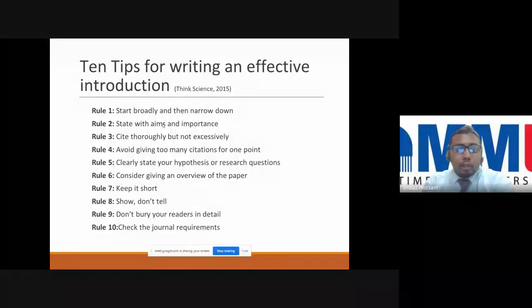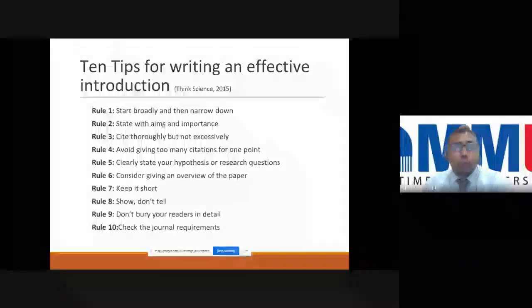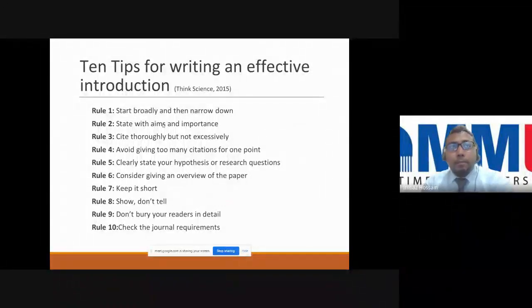Rule 3 is cite thoroughly but not excessively. Sometimes we make this mistake, cite too much. If you cite too much, it means that your voice is missing. Okay, so Prof. Bijaya also shared one of the strategies of writing.